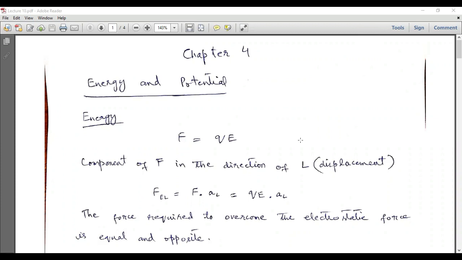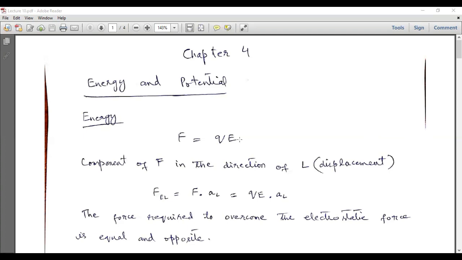Today I am going to start the fourth chapter of the Engineering Electromagnetics textbook written by William Hayt and John A. Buck. The title of this chapter is Energy and Potential, and we will discuss energy and potential or voltage in this chapter. The energy can be defined as the dot product of force and displacement.